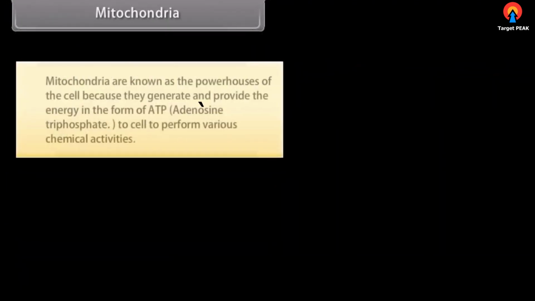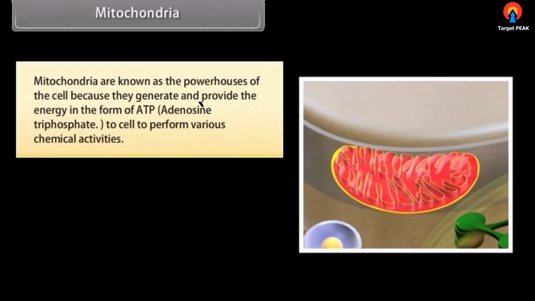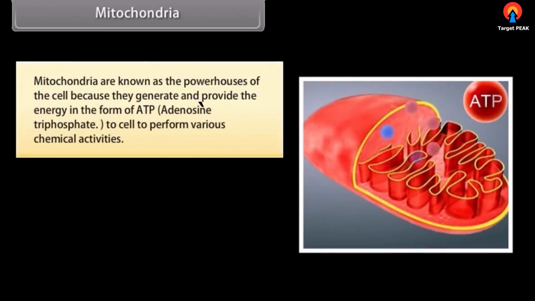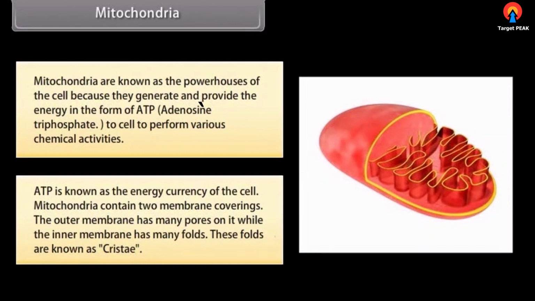Mitochondria. Mitochondria are known as the powerhouses of the cell because they generate and provide the energy in the form of ATP, adenosine triphosphate, to the cell to perform various chemical activities. ATP is known as the energy currency of the cell. Mitochondria contain two membrane coverings. The outer membrane has many pores on it, while the inner membrane has many folds. These folds are known as cristae.